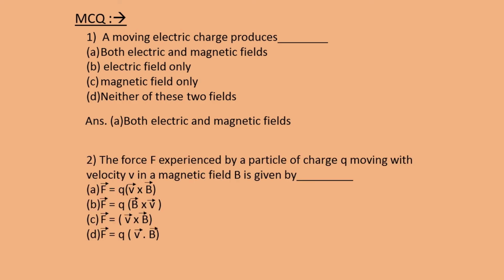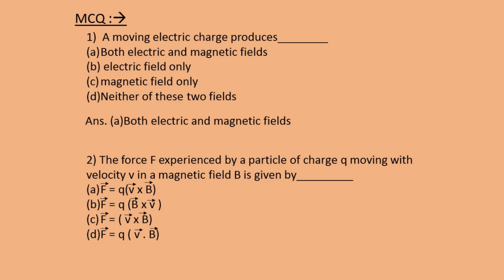Now we see second, the force F experienced by a particle of charge Q moving with velocity V in a magnetic field B is given by. There are four options. Vector F is equal to Q into bracket vector V cross vector B. Second option, vector F is equal to Q into bracket vector B cross vector V. Third option, F vector is equal to vector V cross vector B. Fourth option, F vector is equal to Q into bracket vector V dot vector B.